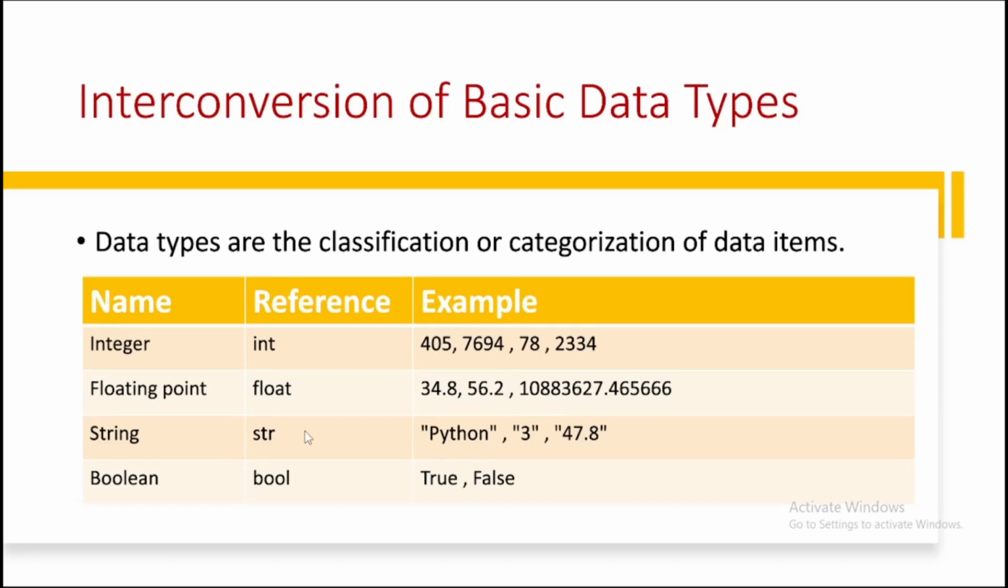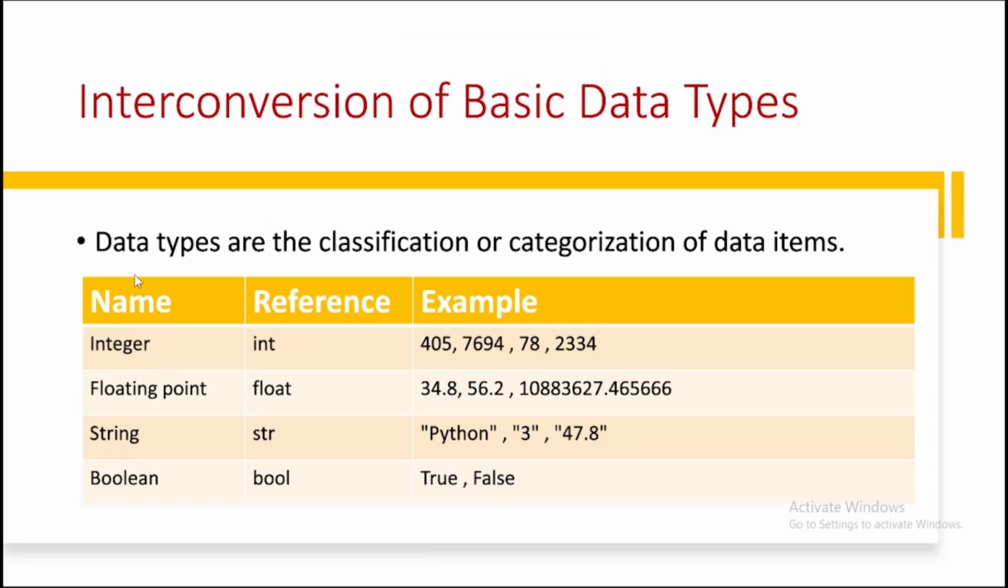Now, what are strings? Strings are combinations of letters and all the alphanumerical values. You can see here that Python is a string, and even 3, which is under quotes, will be considered as a string. 47.8 is also a string because it is in quotes. And then comes bool. For bool, there are only two values: true and false.